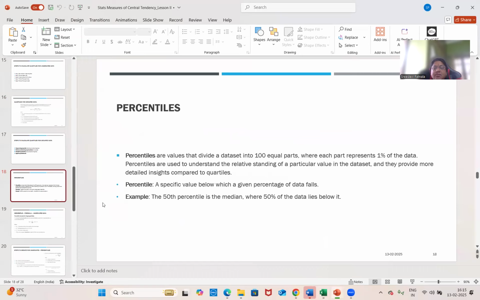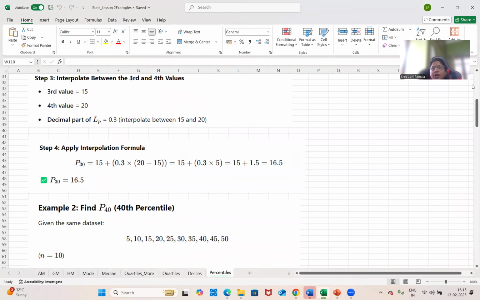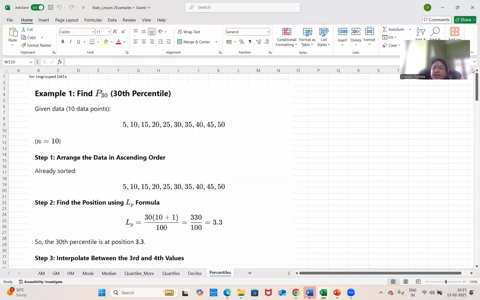A percentage can be calculated. P70 can be given, P40 can be calculated, or P50, etc. Now let's see how to use it for grouped data and ungrouped data with examples, how to calculate the percentiles, how to use the interpolation, and for which data we have to do the interpolation. Now let's do it for ungrouped data.